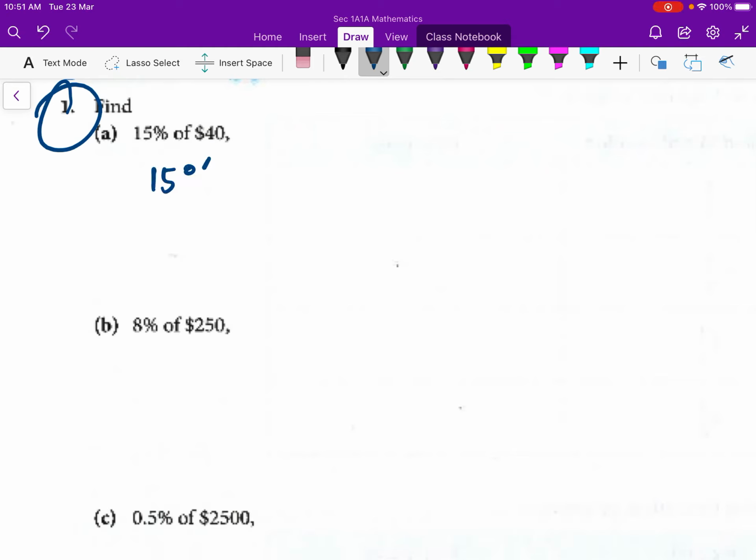15% times $40. So 15 over 100 times 40. Is it? $6 only. Okay.